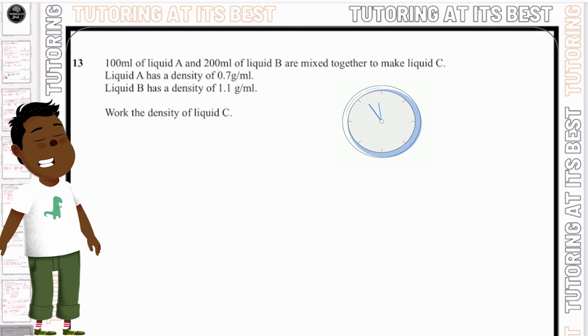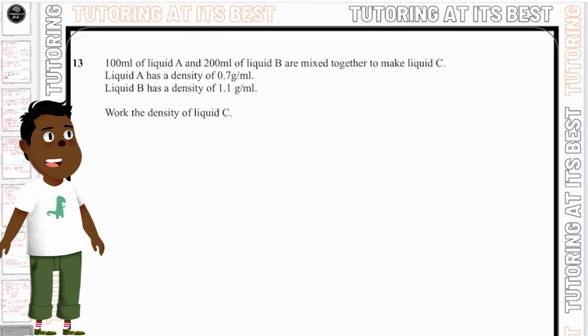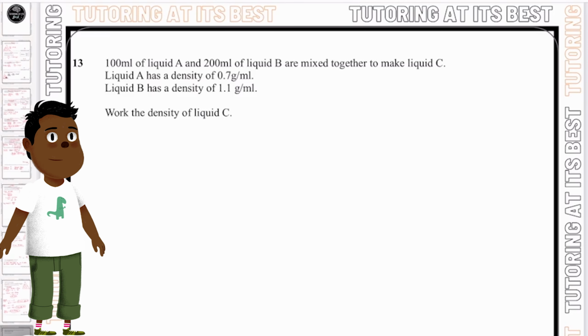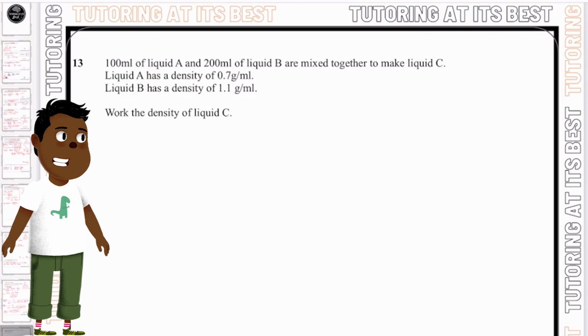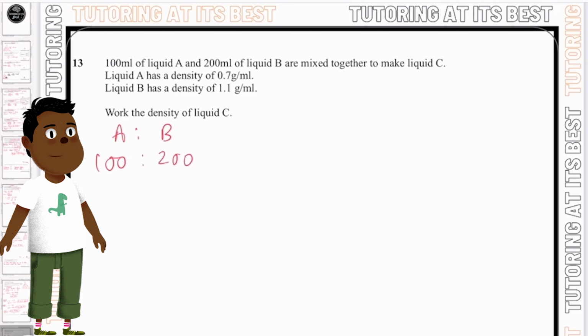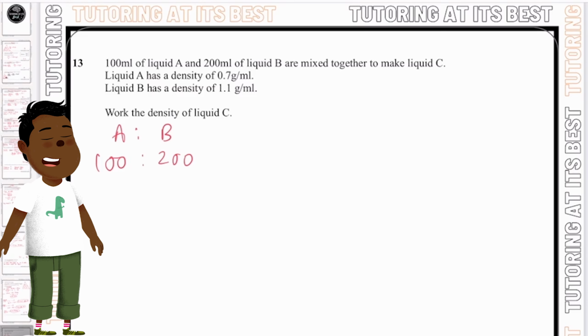Okay, for those who would like to go through it, let's do so right away. So we have 100 milliliters of liquid A and 200 milliliters of liquid B that are mixed together to make liquid C. 100 to 200, that's your A to B. And now liquid A has a density of 0.7 grams and liquid B has a density of 1.1 grams. So let's work out the density of liquid C.